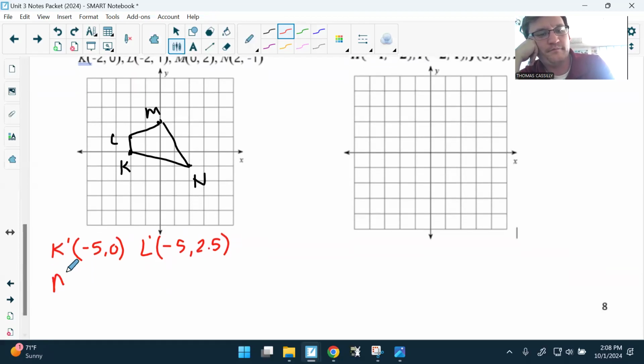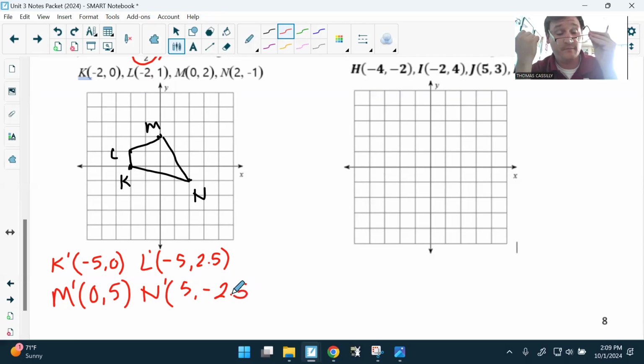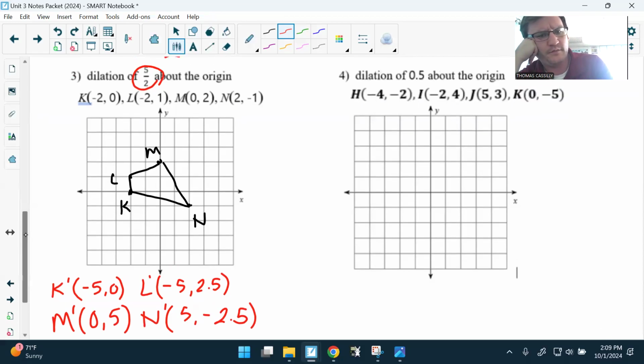M prime is going to be at 0, 5. All I'm doing is multiplying these numbers. And N prime is going to be at 5, comma negative, what is that, 2.5? And I'm going to go ahead and plot these points. So let's see here, negative 5, 0. That's going to put us at 1, 2, 3, 4, right here. That is K prime.